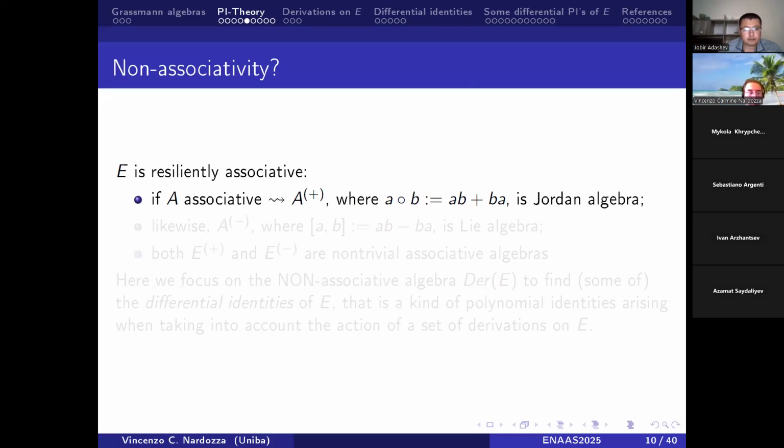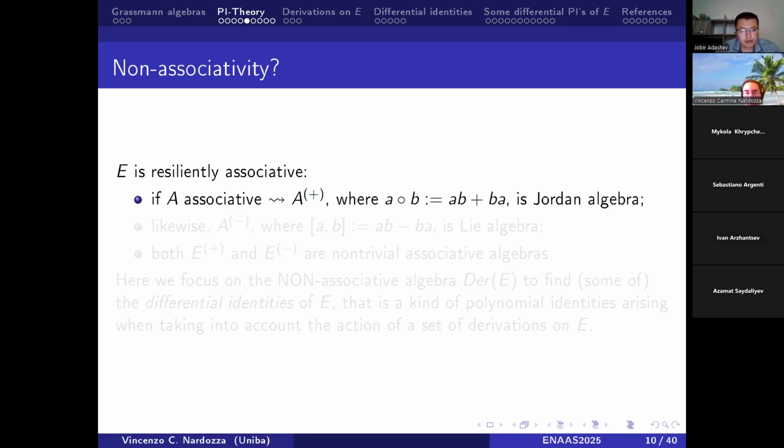In all I said so far, the Grassmann algebra is important, but where is non-associativity? Because this is a non-associative algebra seminar, so I wonder why I should talk about the Grassmann algebra where non-associativity is missing so far. In fact, E is the worst example one can produce in talking about non-associativity. Because if you take any associative algebra, there are two natural ways to construct non-associative algebras.